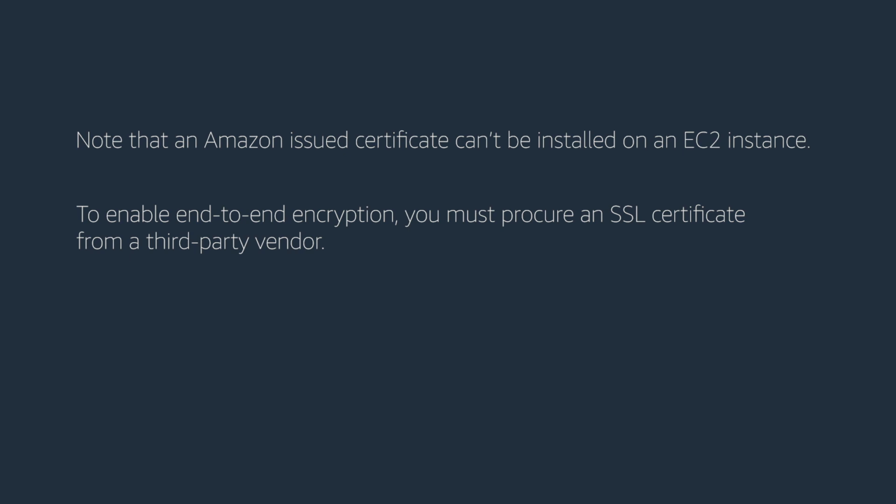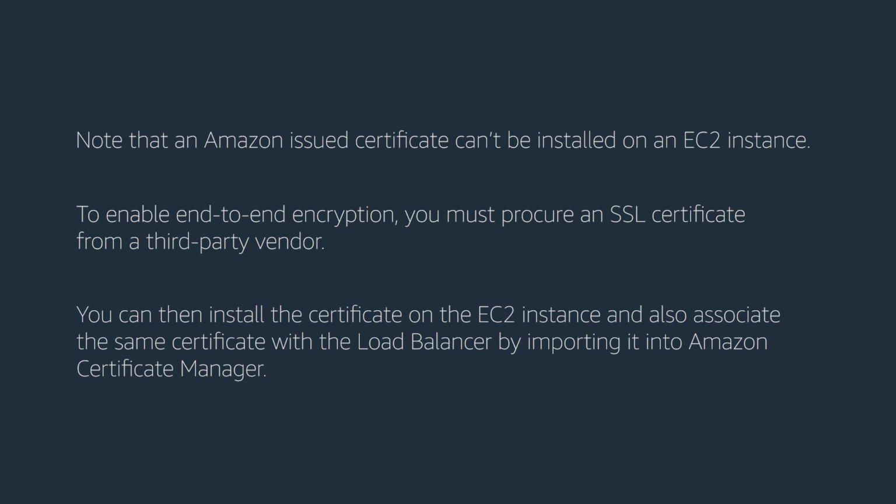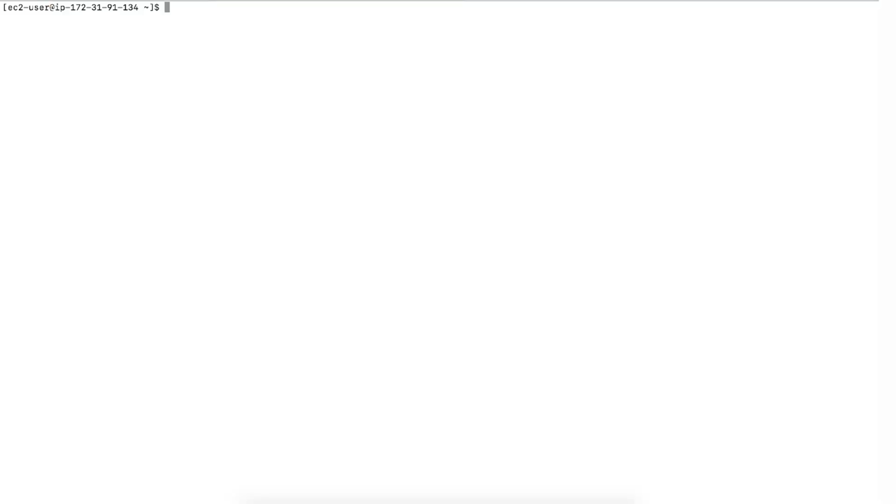To enable end-to-end encryption, you must procure an SSL certificate from a third-party vendor. You can then install the certificate on the EC2 instance and also associate the same certificate with the load balancer by importing it into Amazon Certificate Manager. I'll walk you through the installation of the certificate on Apache as well as IIS web servers. Let's get started. We'll begin the demo with Apache web server followed by IIS.